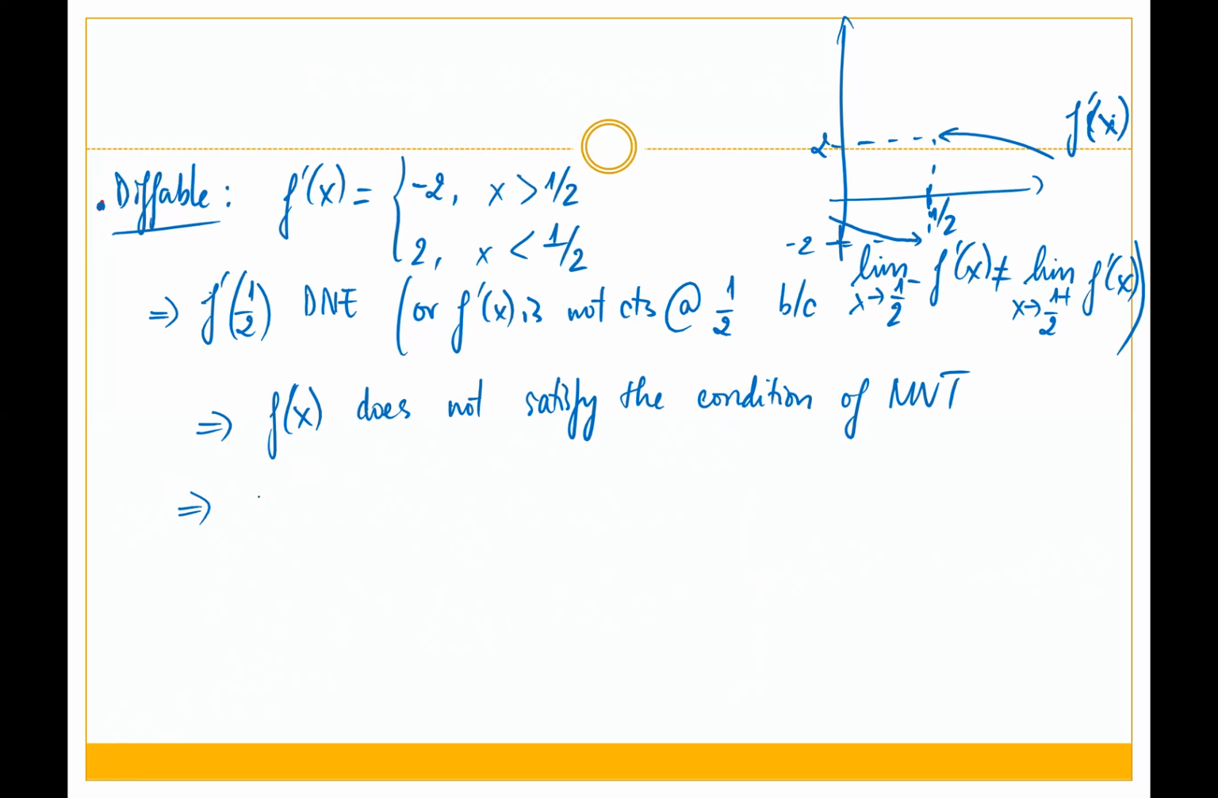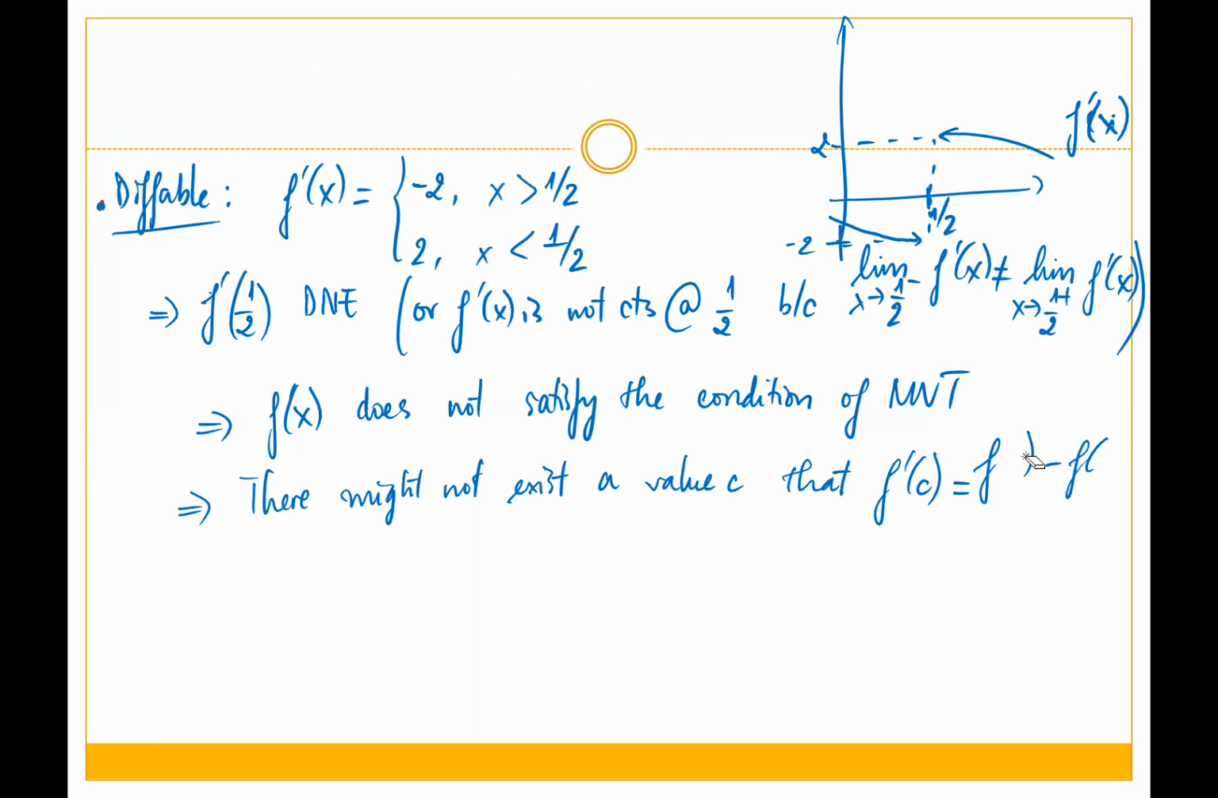Therefore, you can conclude that there might not exist a value c such that f prime of c equals (f(b) - f(a)) over (b - a). You can put it as (f(3) - f(0)) over 3, or -4 over 3. So that is my conclusion.